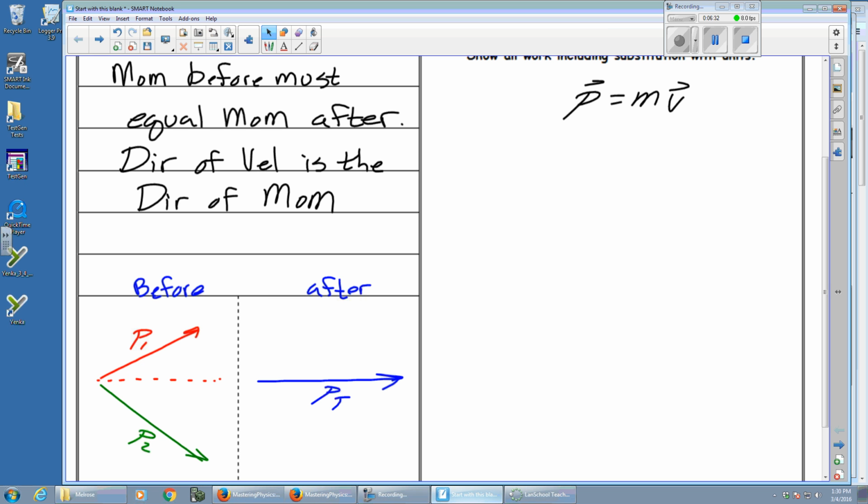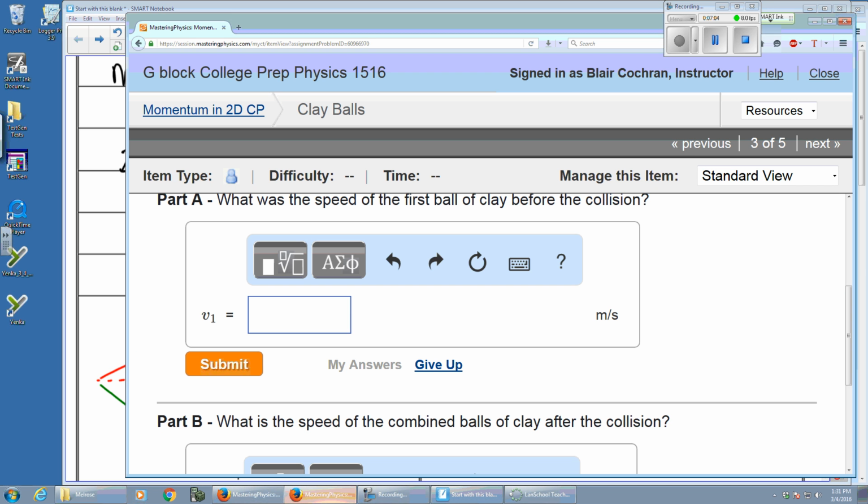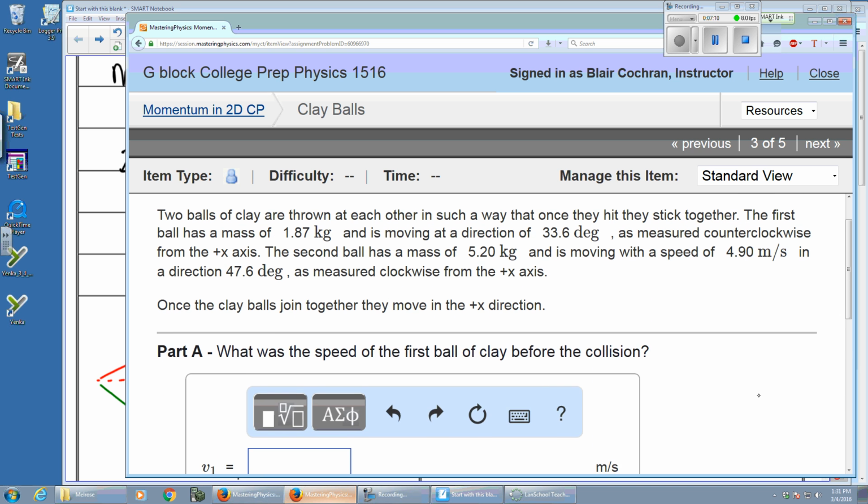First thing I'm going to do is, I'd rather make the math easier on myself, so I'm going to break everything into X and Y components. So for the red one, it's going up that direction. We said it's momentum 1, which means it's mass 1 times speed 1. And then I draw its components, and I know this angle. That angle is, let's see, 33.6 degrees.